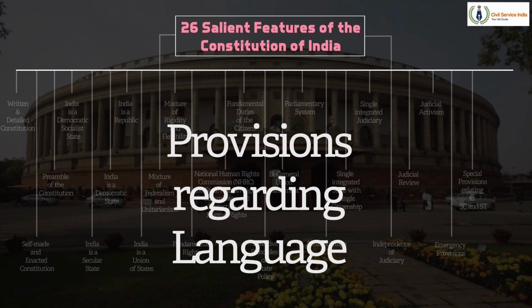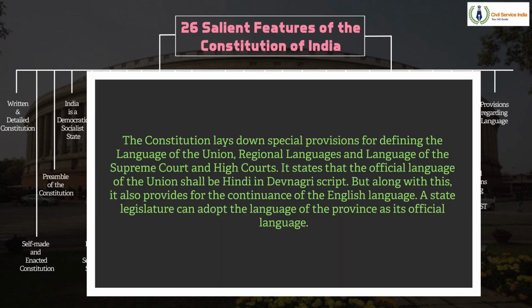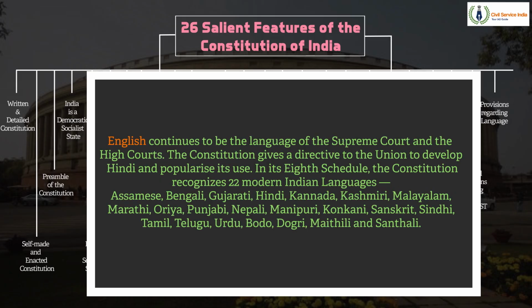Provisions regarding language. The Constitution lays down special provisions for defining the language of the Union, regional languages and language of the Supreme Court and High Courts. It states that the official language of the Union shall be Hindi in Devanagari script. But along with this, it also provides for the continuance of the English language. A state legislature can adopt the language of the province as its official language. English continues to be the language of the Supreme Court and the High Courts. The Constitution gives a directive to the Union to develop Hindi and popularize its use.